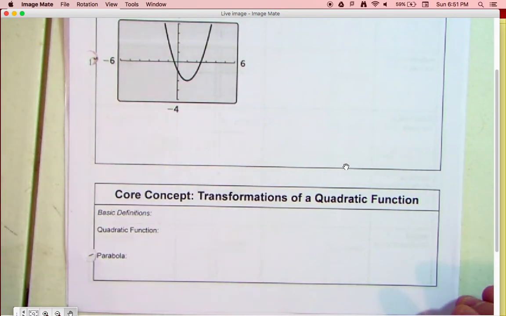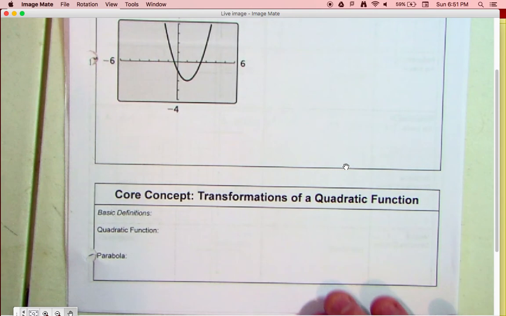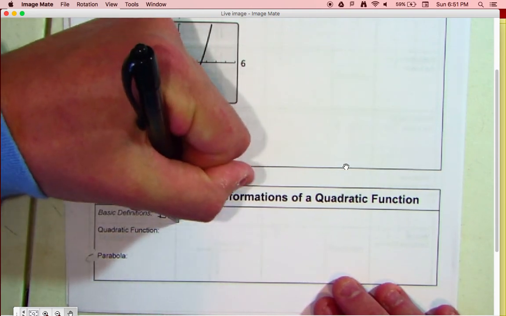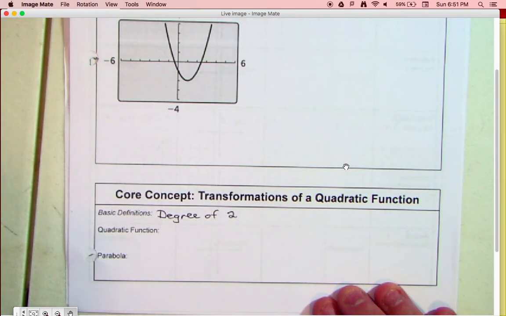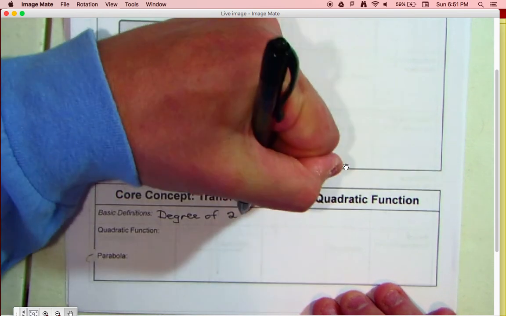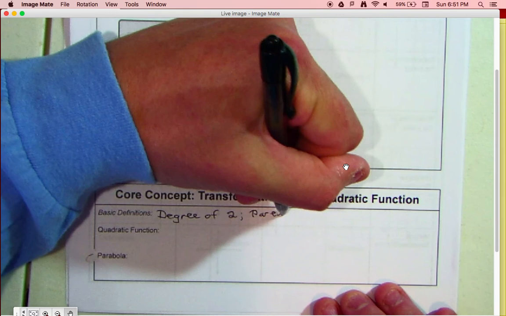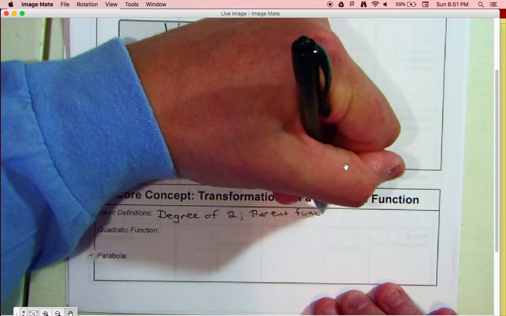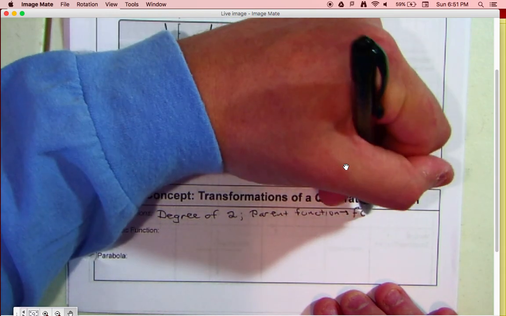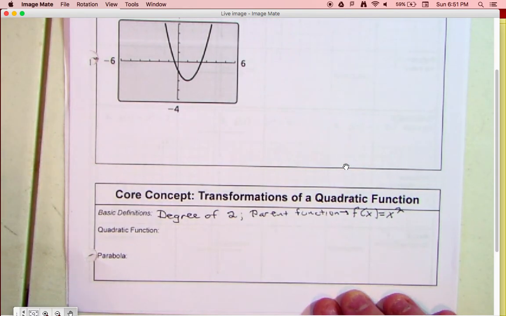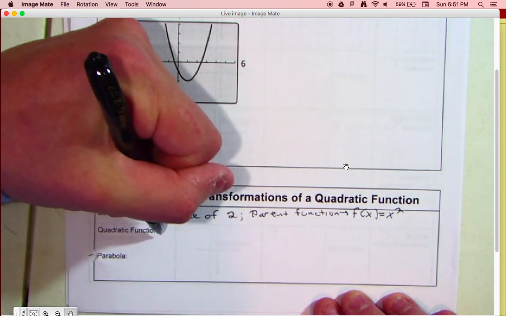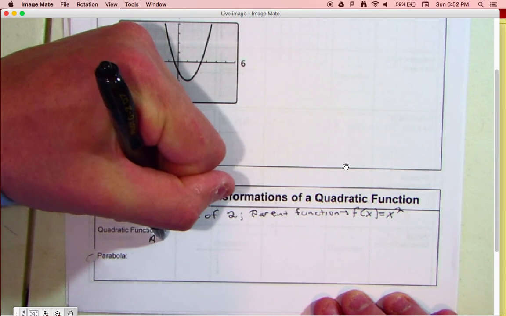A quadratic function is something that's going to have a degree of 2. So it's going to have a squared term as its highest term. The graph looks like a parabola. The parent function is f of x equals x squared, but that's not what we're going to be dealing with a lot. We're going to be dealing with the actual quadratic function.